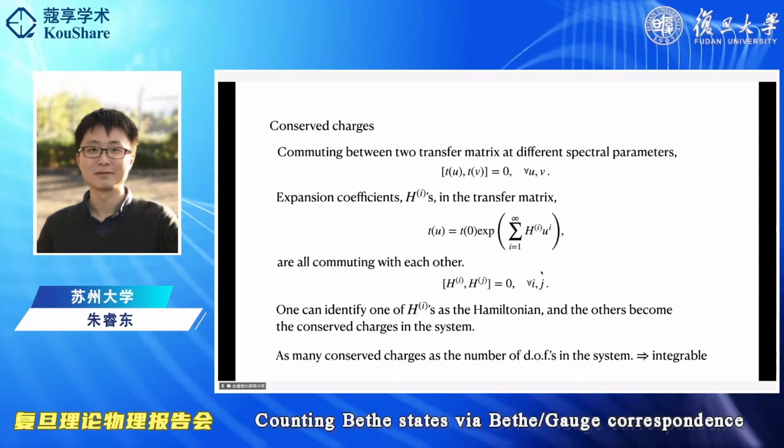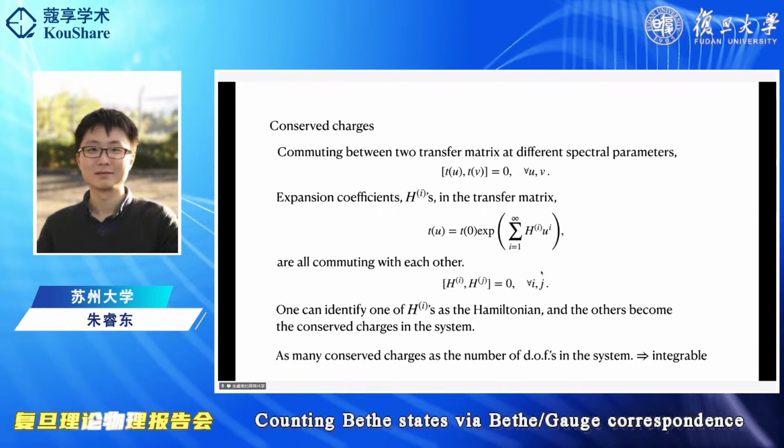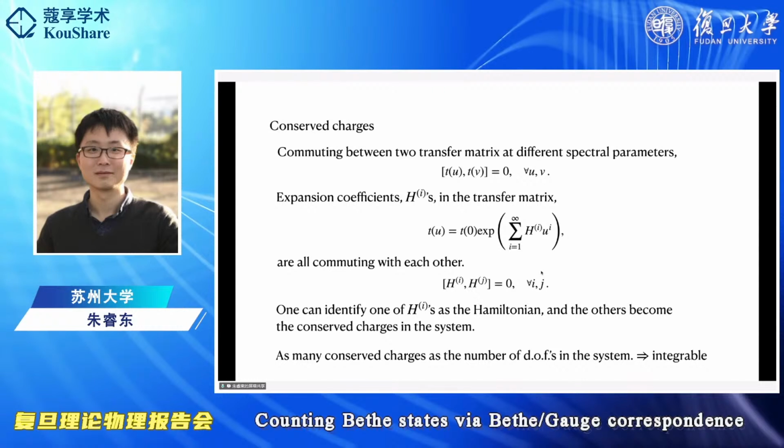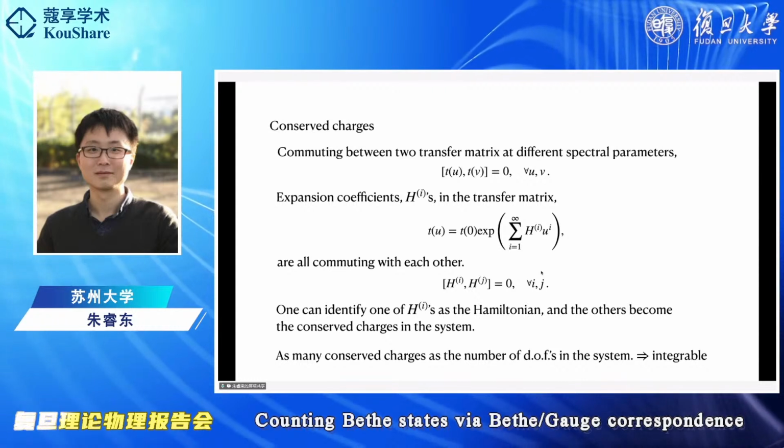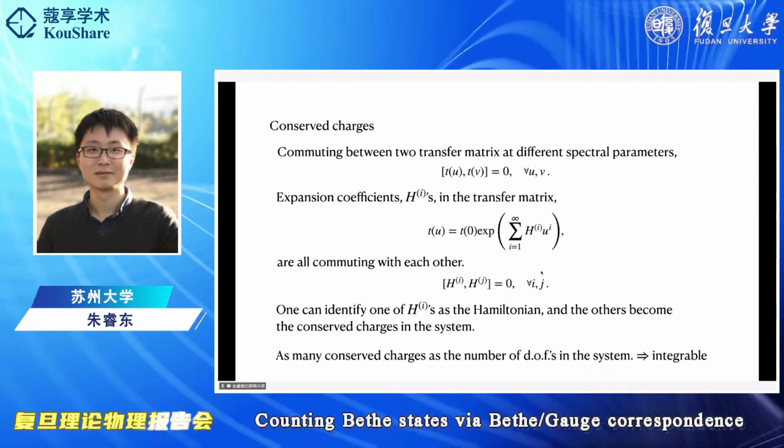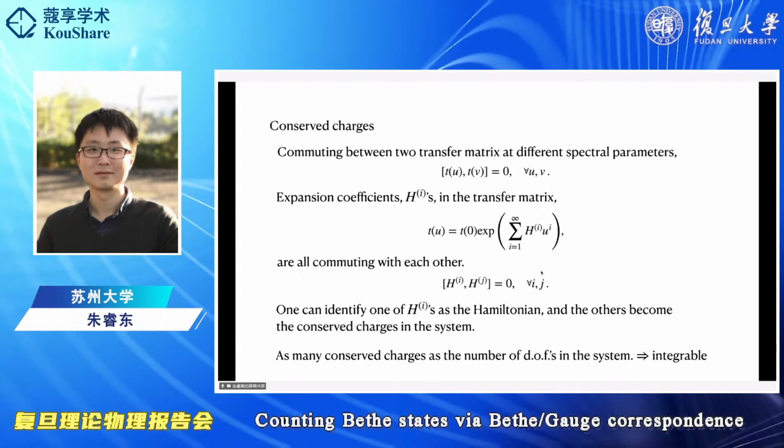In principle, we can have an infinite number of conserved charges in the system, but of course the number of degrees of freedom of the system is finite. So in general, we only get as many conserved charges as the number of degrees of freedom in the system. This guarantees the solvability or the integrability of the system.